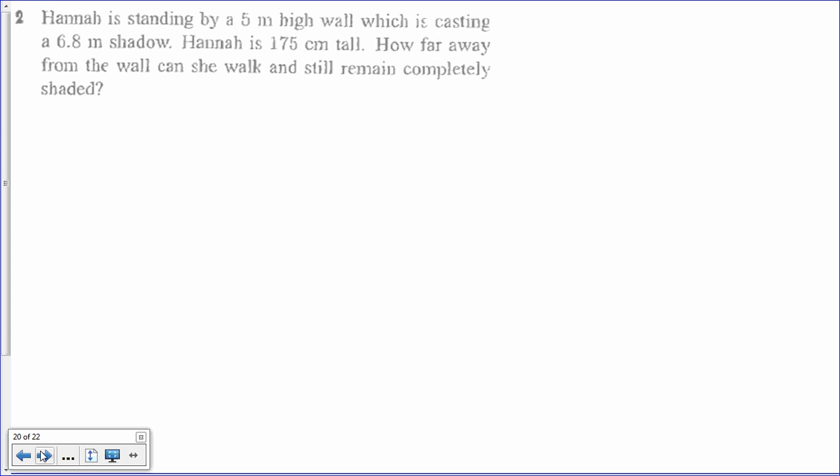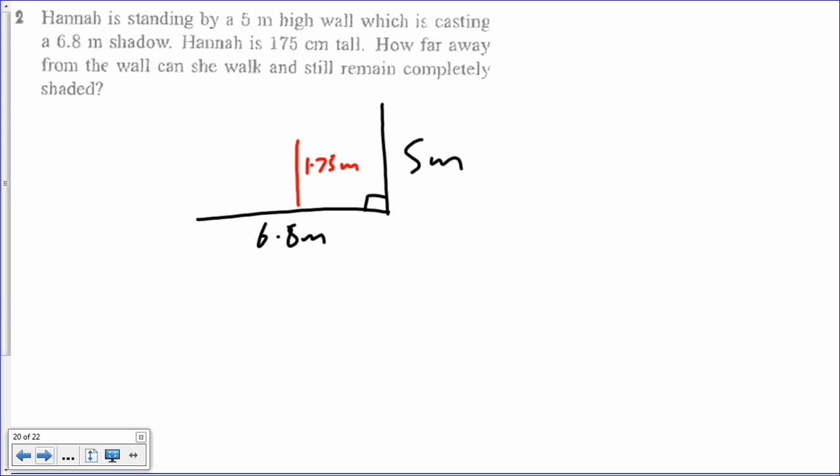Hannah is standing by a vertical wall 5 meters high, so let's draw a wall 5 meters, which is casting a shadow, a 6.8 meter shadow. So going out here vertically, 6.8 meters. Hannah is 1.75 meters tall, so Hannah is here, and that's going to be 1.75 meters. How far away from the wall can she stand? So we want to find this distance here, x, when she's basically getting that triangle.